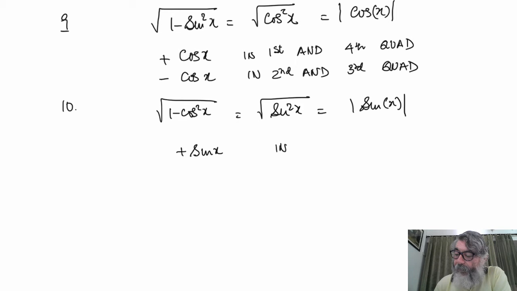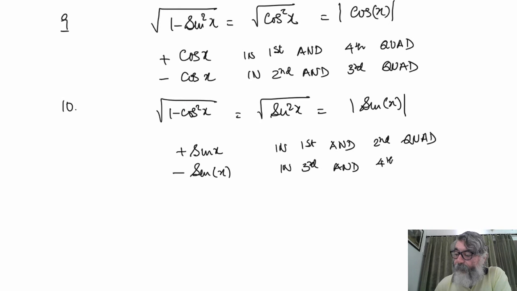in first and second quadrant. Sin x is positive in first and second quadrant because of add sugar. All values are positive in the first quadrant. Second quadrant, sine and cosec are positive. And it is minus sin x in third and fourth quadrant. Now let us do some questions based on this.